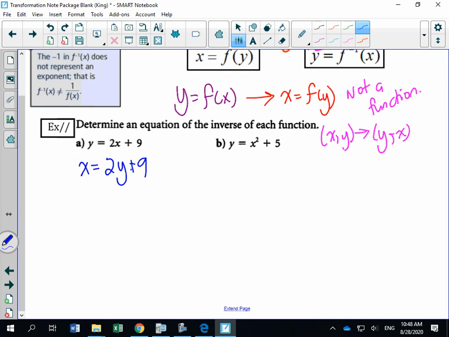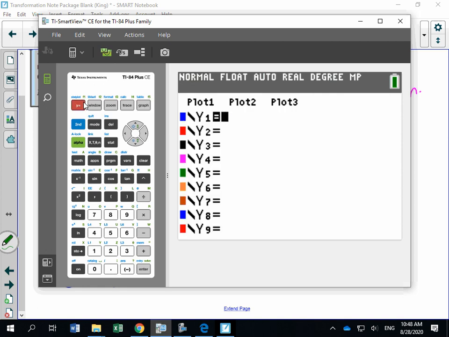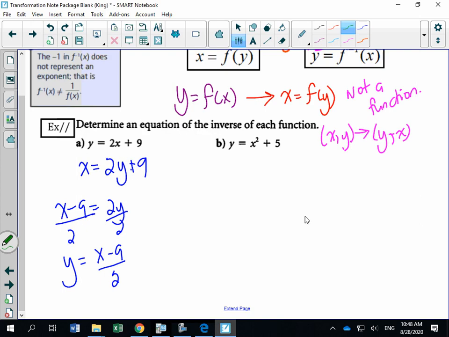Subtract 9 from both sides. So x minus 9 is equal to 2y. And then divide both sides by 2. And what we would get is y is equal to x minus 9 over 2. I'm going to show this to you on your calculator. And I just want to choose the right color. So red and black. Okay. So this is going to be the equation, and this is going to be the equation of the inverse.